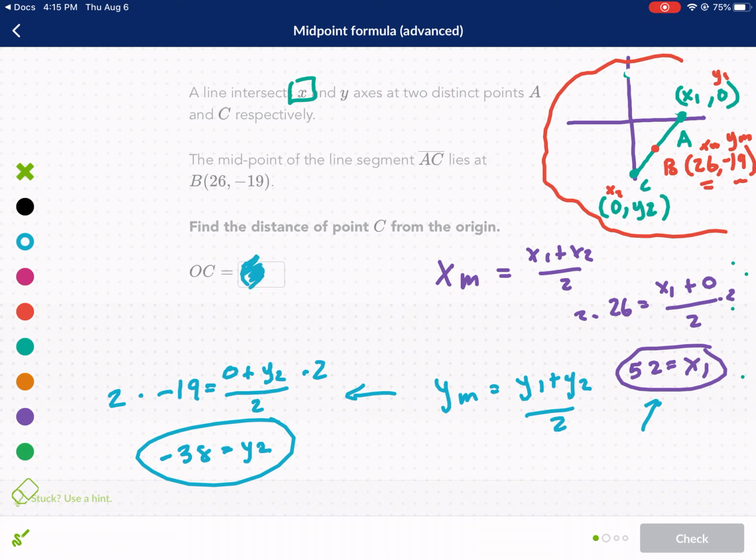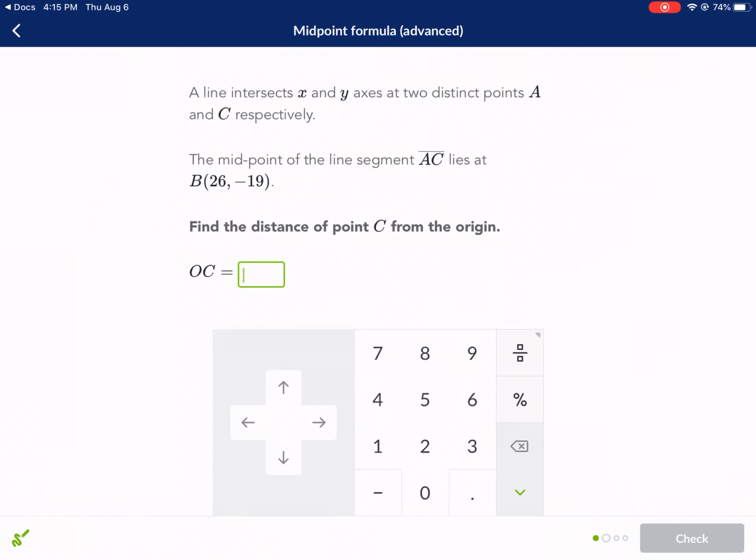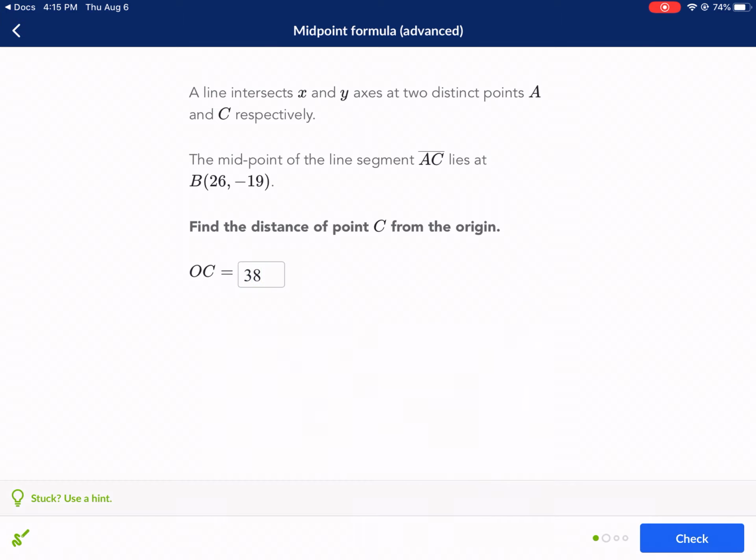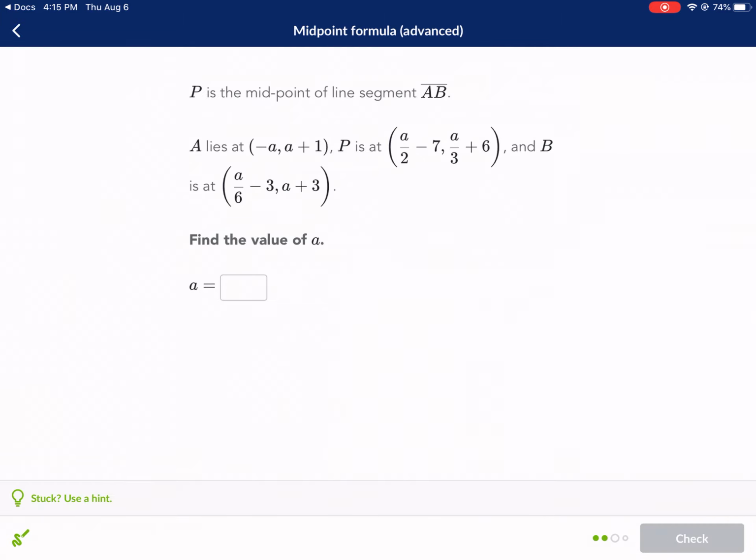Okay, so let me just... We know it's at 0, negative 38. So if it's asking for the distance, we know it's 38 units away from the origin. So that's what it's looking for. We're going to type in 38. Check it. There we go.